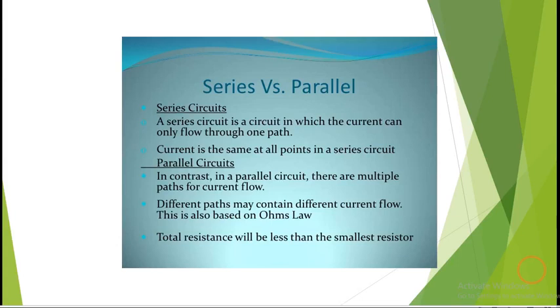In series circuits, a series circuit is a circuit in which the current can only flow through one path. Current is the same at all points in a series circuit. One more point over here, total resistance will be greater than the greatest resistor. In parallel circuits, in contrast, there are multiple paths for current flow. Different paths may contain different current flow. This is also based on Ohm's law. Total resistance will be less than the smallest resistor.